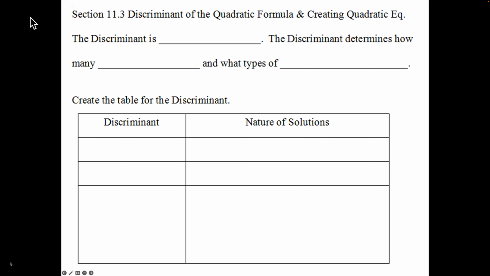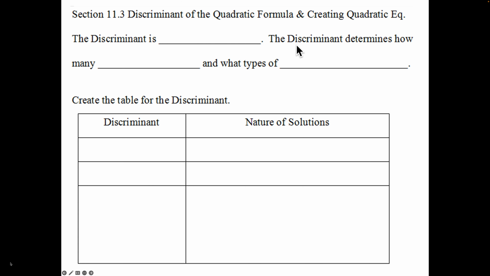Quadratic formula. As you saw with the quadratic formula, it was two fractions: negative b over 2a, plus or minus the square root of b squared minus 4ac, all over 2a. Now that expression inside of the square root symbol, the b squared minus 4ac, that is known as our discriminant.